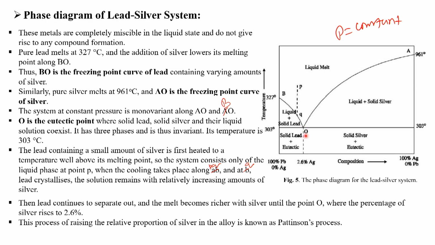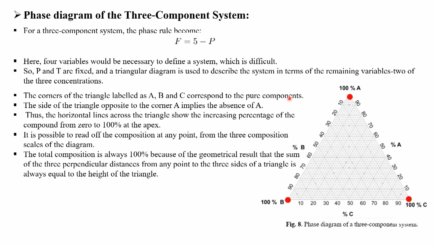These metals are completely miscible in the liquid state. As I discussed, these two metals are completely miscible in the liquid state, and then we are decreasing the temperature. So now we discuss the phase diagram of a 3-component system. Now we move to the 3-component system.